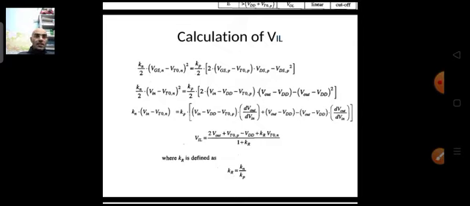So you see, KR is equal to Kn upon Kp as defined in the lower equation. So this equation will become something like this. This is the equation for VIL. And in this equation, you will see that VTP is negative.